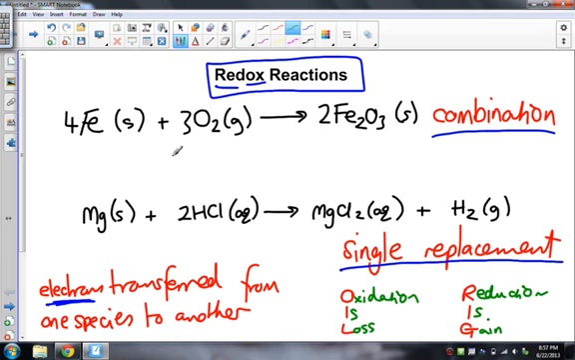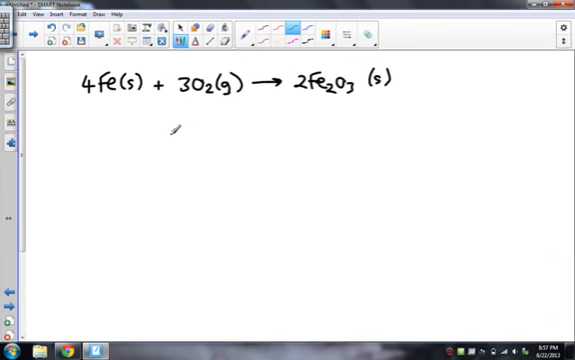All right. So what we'll do is we'll look at each of these two reactions in detail and see how we can tell that they are redox reactions, and then we'll look at some others and see if we can figure out if we can tell, just given a reaction, if it's redox or not. So let's look in more detail at this one.